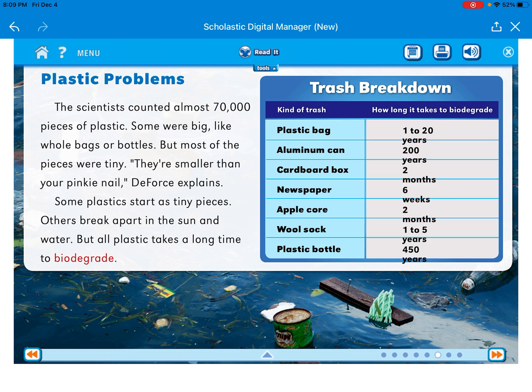So I see kind of trash, plastic bag, and then I can go over to the right and it says it takes 1 to 20 years to biodegrade. Aluminum can, 200 years to biodegrade or break down. Cardboard box, 2 months. Newspaper, 6 weeks. Apple core, 2 months to break down. Wool sock, 1 to 5 years to break down. And a plastic bottle, 450 years to break down.